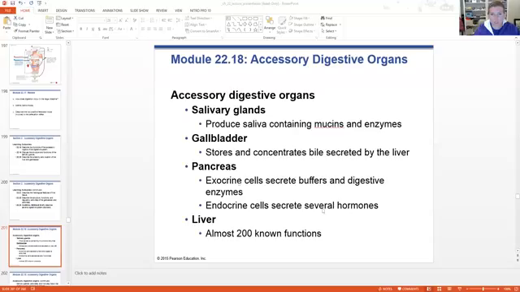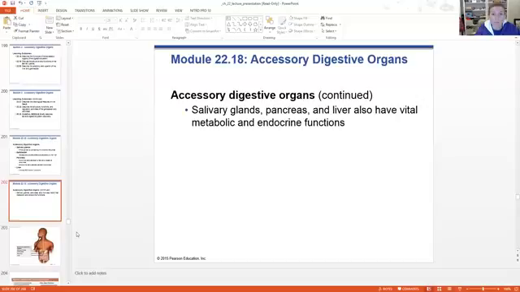So switching to screen share mode right now, and let's talk about some of these digestive organs. We have salivary glands, the gallbladder, the pancreas, the liver. We're going to go through each of these in detail. The pancreas and liver also have other functions other than just digestive system.